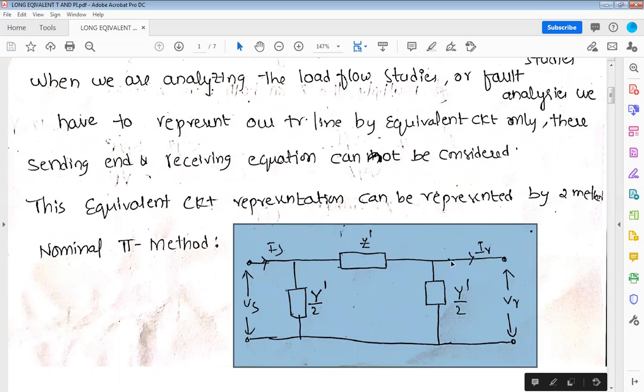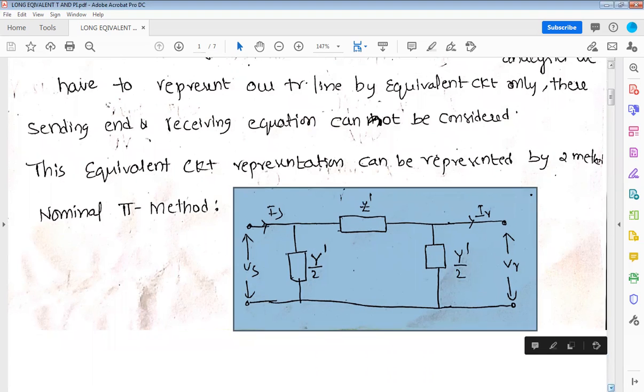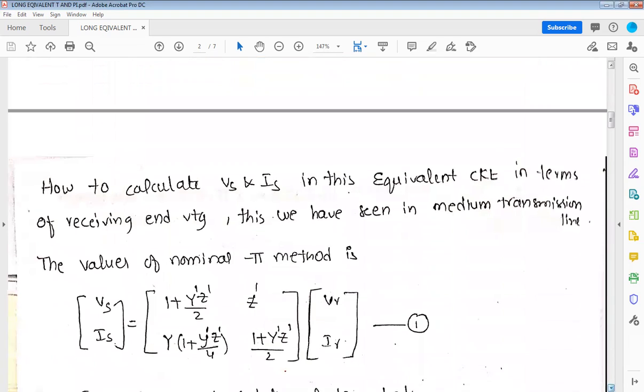In the medium transmission line, there is a small difference: we represent it as Y dash on both sides. Y dash by 2 and Y dash by 2, the admittance divided into half, and the impedance is represented as Z dash. Only this difference will be there. Next, we are going to solve the equations for that.